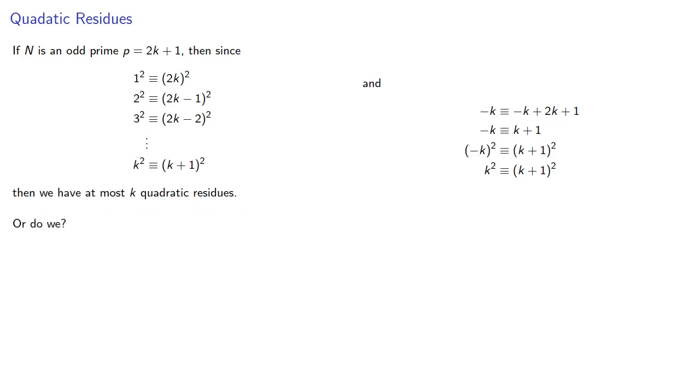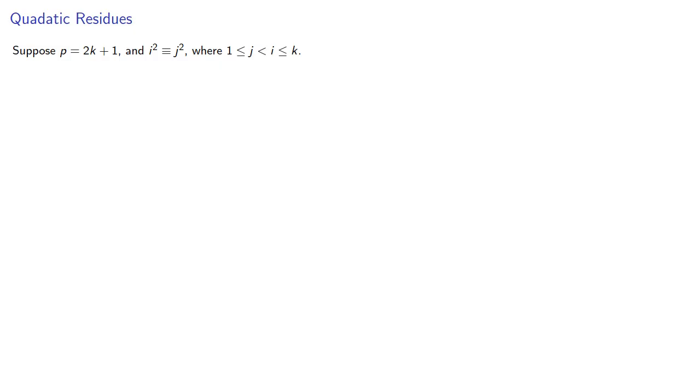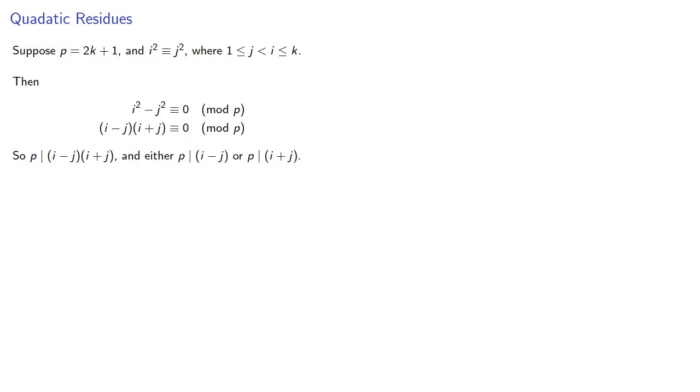Could we have less? Well, suppose again p is an odd prime 2k plus 1, and suppose that i squared is congruent to j squared, where both j and i are less than or equal to k. Then, because they're congruent, their difference is congruent to 0, and we can factor this, so we know that p has to divide the product. But p is an odd prime, so we know that p has to divide one of the factors.